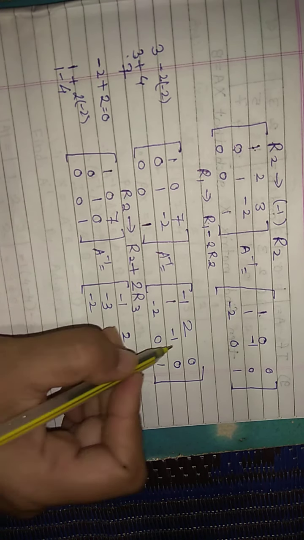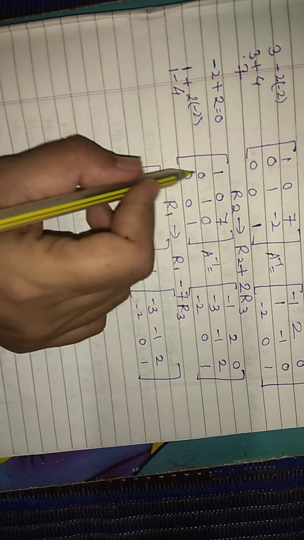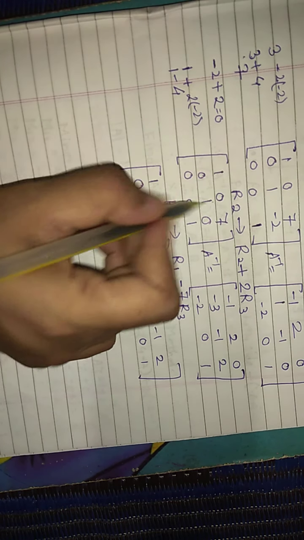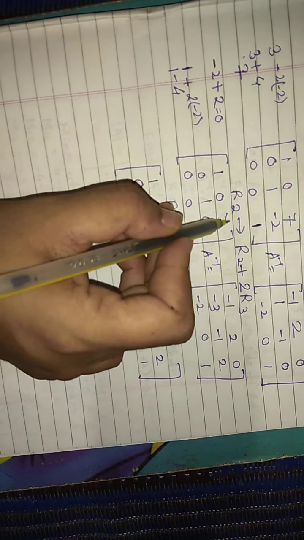Now last number we have to change as a 7. It is present in the R1 row. So R1 minus 7 times R3. Transformation uses only R1. So remaining numbers as it is. And the first one we convert, 1 minus 0, 1. 0, 0, 0. 7 minus 7 into 1, minus 7. 7 minus 7, 0. The last number is minus 1.